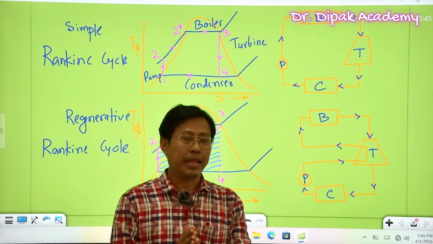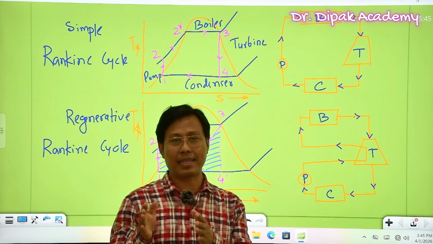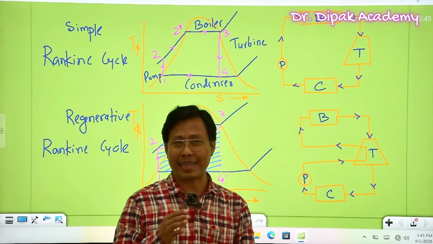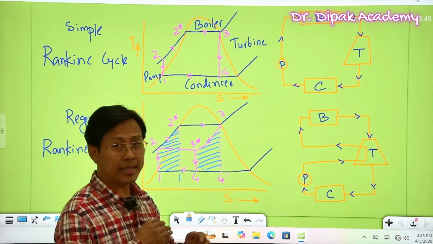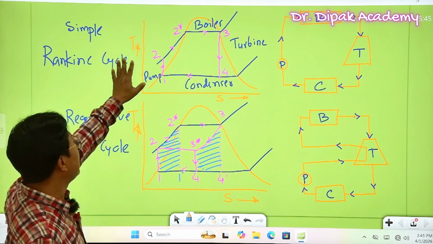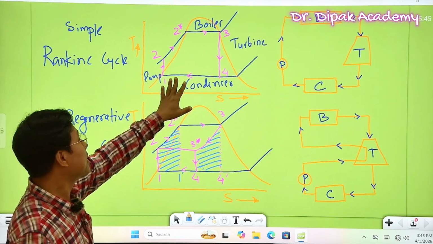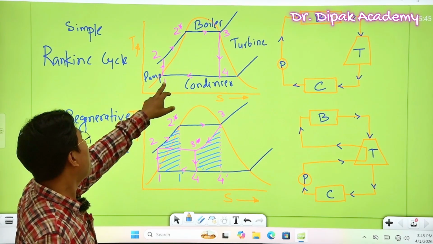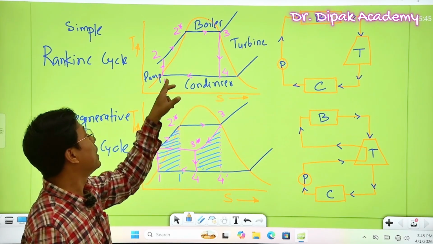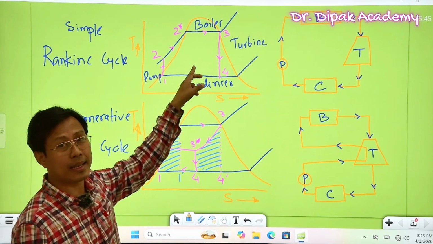So we know that efficiency of simple Rankine cycle is increased by using the regenerative Rankine cycle. So to understand in a better way, let me discuss. This is a TS diagram of simple Rankine cycle. So we can understand that points 1, 2, 2 star, 3 and 4, again 4, 1. This is the cycle which is called simple Rankine cycle.